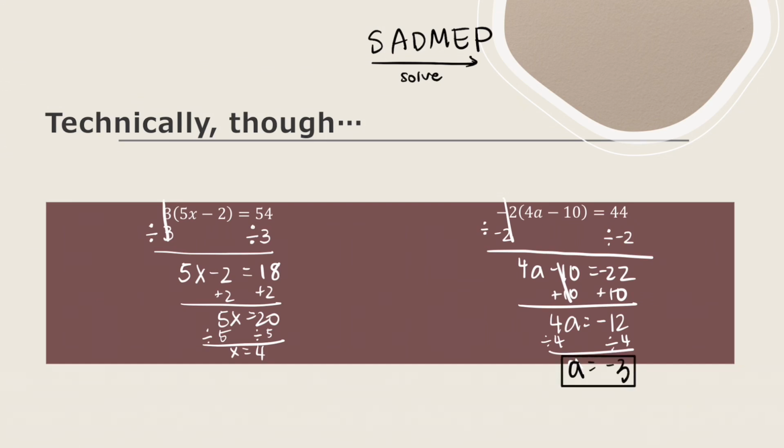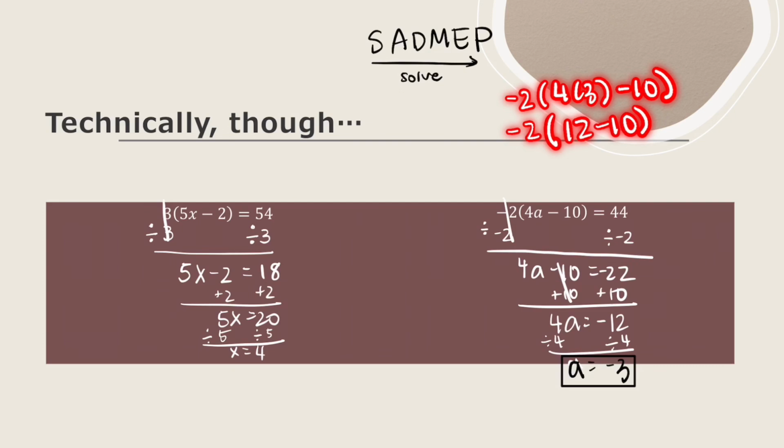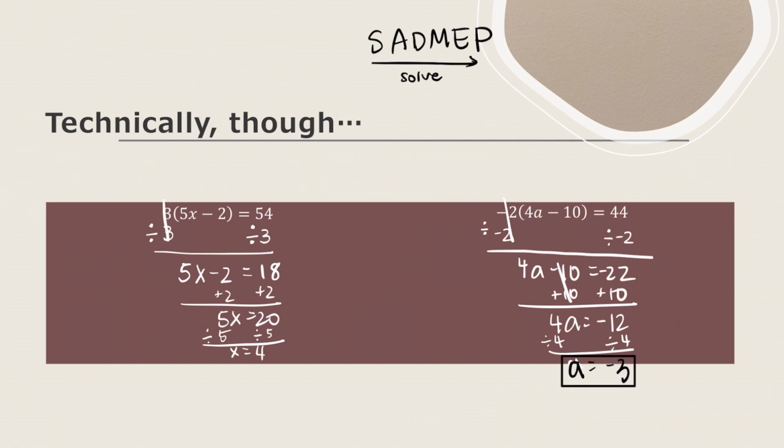And one way to check, in case you're not sure, is always to just plug in this number back in here. So if I did negative 2 and then 4 times negative 3 minus 10, this would be negative 2 times negative 12 minus 10. Oh my goodness. These negatives are going to kill me. That would be negative 22. That would be positive 44, which checks out. That is the number on the other side.